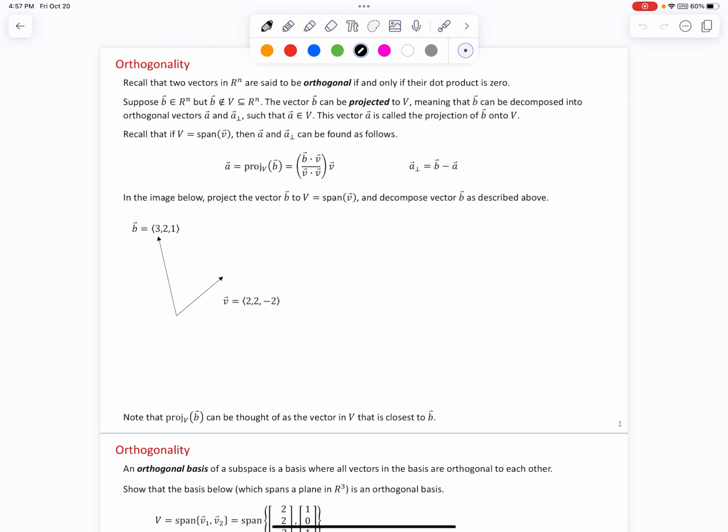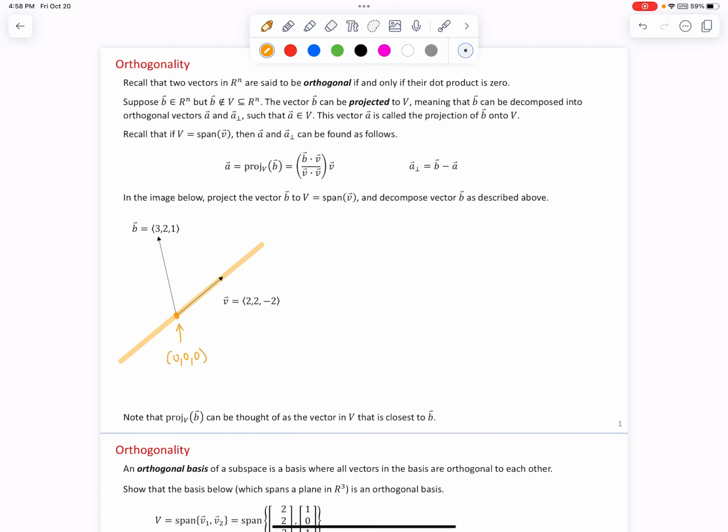So let's take a look at this image that we have here. Now these are three-dimensional vectors, but we are looking at them in a two-dimensional context. We are going to project vector b onto vector v, or we can also say onto the space spanned by vector v. If we span vector v, we'll get all linear combinations of it, and that'll produce this line that passes through 3 space and contains the origin. Keep in mind that the origin would be right here.